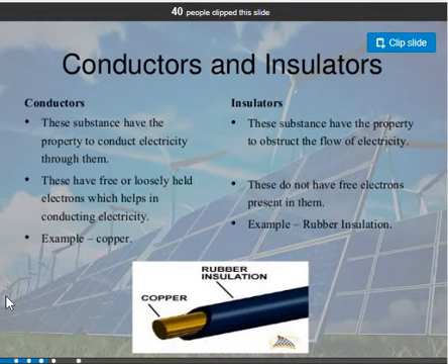For example, conductors are copper and most metals, and insulators are rubber and wood.